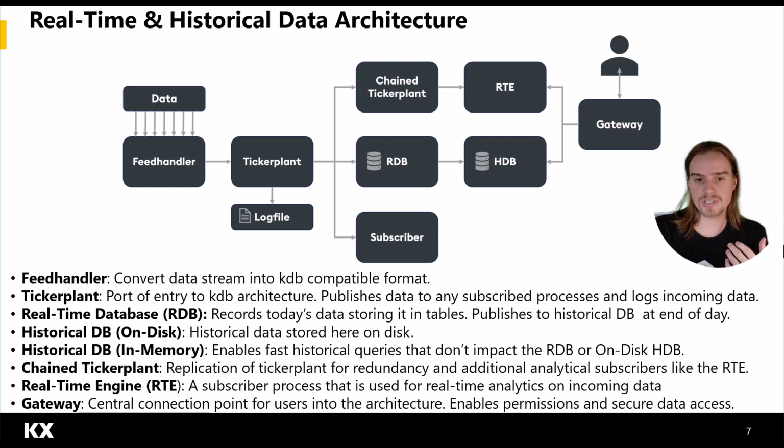Now you can see the architecture here, and let's just walk through this component by component so we can understand what we'll be building in this section. First, we have our data flowing in through our feed handler, and this converts the live data stream into a KDB compatible format. Next, the ticker plant, which is the key point of entry into this KDB architecture, publishes this live data to any subscribed processes and logs the data as well.